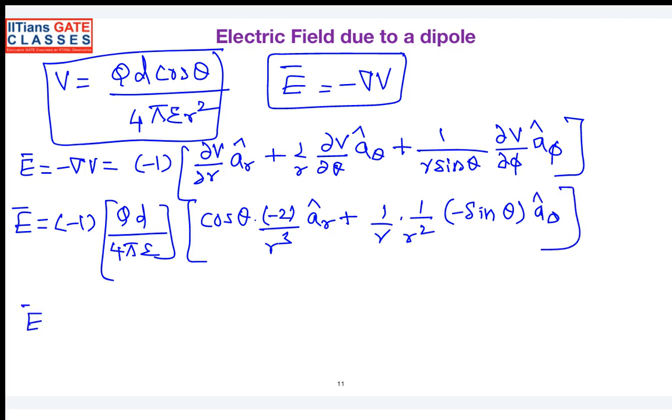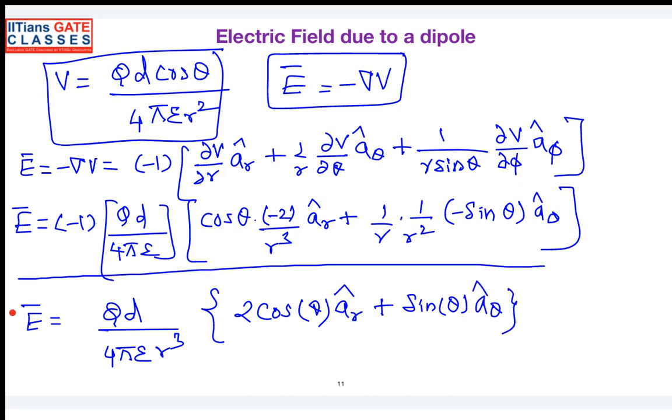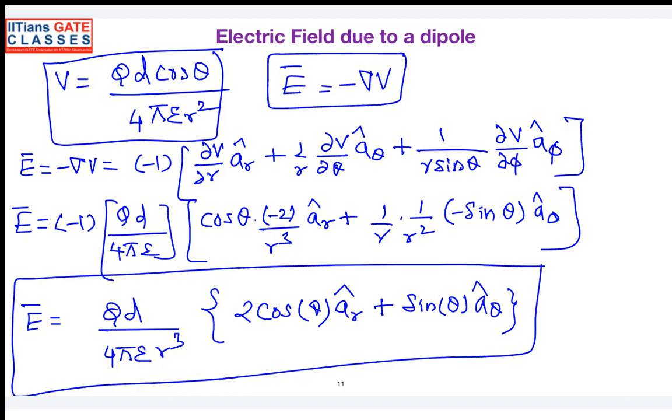So you will get QD by 4 pi epsilon and take R cube as a common and get 2 cos theta into A R cap plus sin theta into A theta cap. So this gives the expression for electric field of a dipole. So this is the same equation even if you go for an antennas. I think whoever has completed the antenna part, you can see the same equation. This is the electric field generated by a dipole antenna.